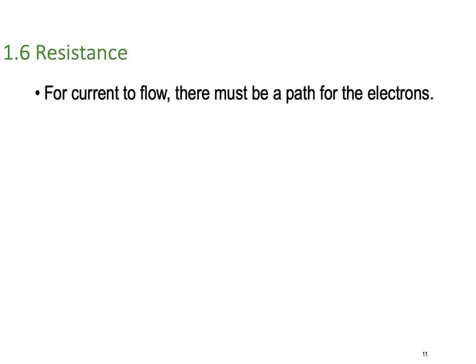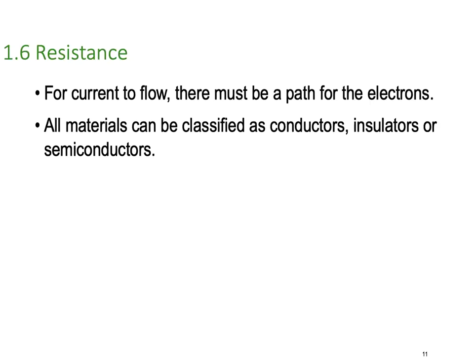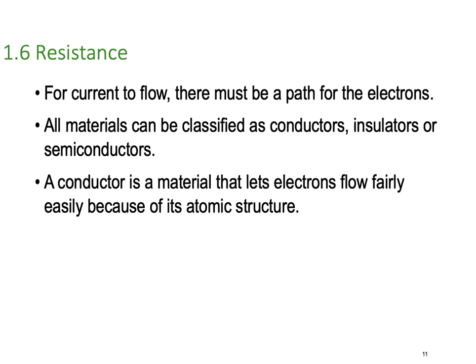Now we're moving from our volts, we've gone through current, now we're up to Mr. Resistance. For current to flow, there must be a path for the electrons. All materials can be classified as conductors, insulators, or semiconductors. That's the three big categories. A conductor is a material that lets electrons flow pretty easily because of its atomic structure. So it's got loosely bound electrons, lots of them, that we can use to carry our electrical current.